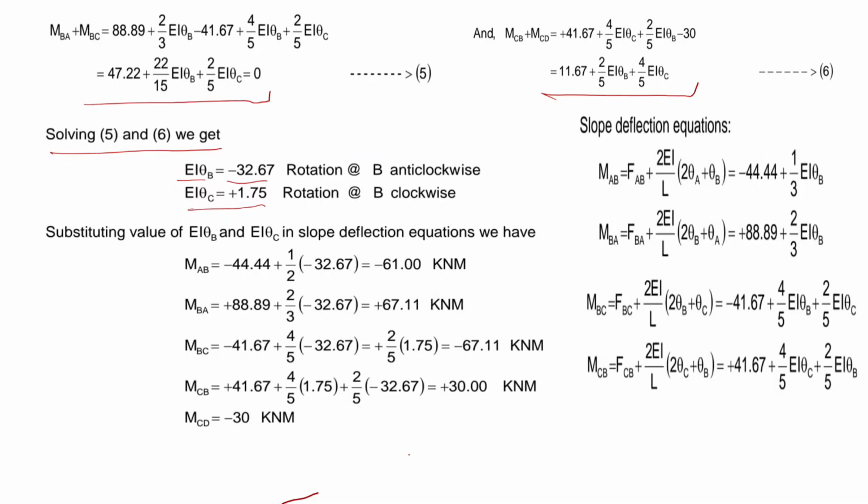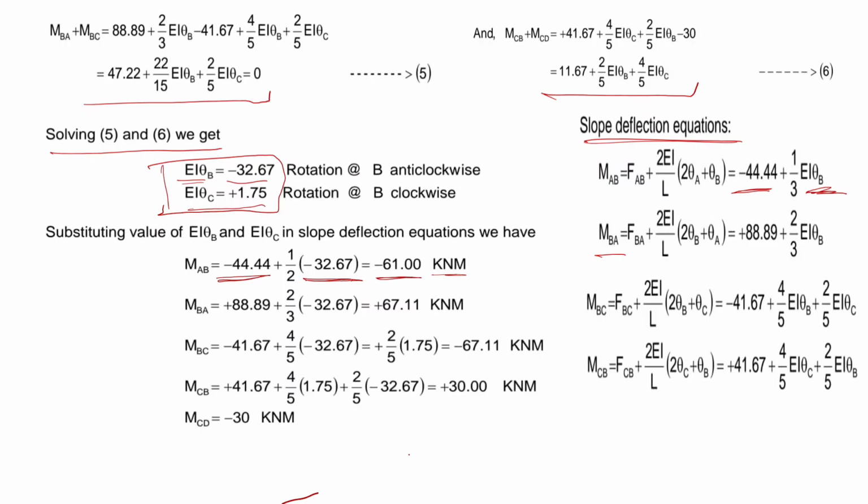ಸೊ ಸಾಲ್ವಿಂಗ್ 5 and 6, we get minus 32.67 and plus 1.75. Okay, substituting these two values in the slope deflection equations, step 2 ಒಳಗೇನ ಕ್ಯಾಲ್ಕುಲೇಟ್ ಮಾಡಿದೇವಲ್ವಾ ಅದರಲ್ಲಿ. ಸೊ EI theta B is minus 32.67. ಸೊ EI theta B ಇಲ್ಲಿದೆ. So MAB is equal to minus 44.44 plus 1 by 2 EI theta B, place ಅಲ್ಲಿ minus 32.67. That is equal to minus 61 kilonewton meter.